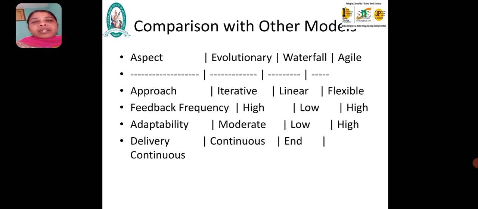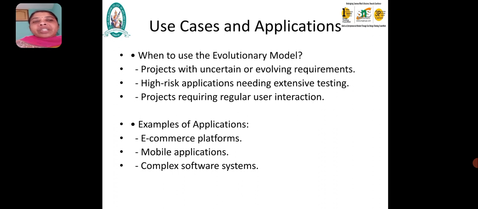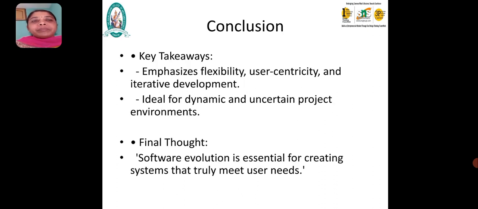These are comparisons of different models and aspects. From different points of view, we have to analyze the process aspects: approaches, feedback frequency, adaptability, and continuous delivery. Use cases and applications: there are different use cases for the evolutionary model. Projects with uncertain or evolving requirements, and high-risk applications, can use it. Projects requiring regular user interaction. Examples are e-commerce, mobile applications, complex software system development, and so on.